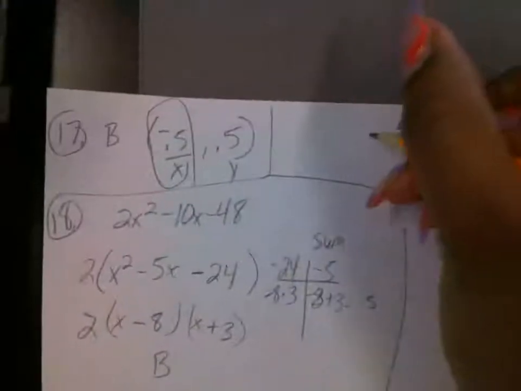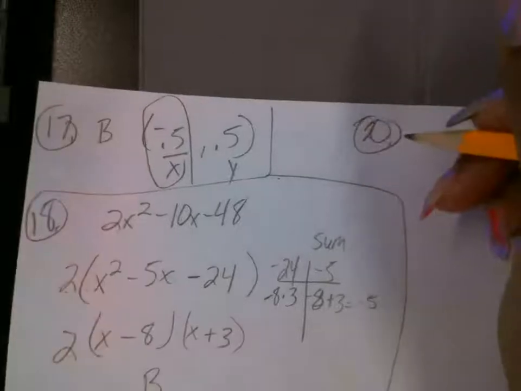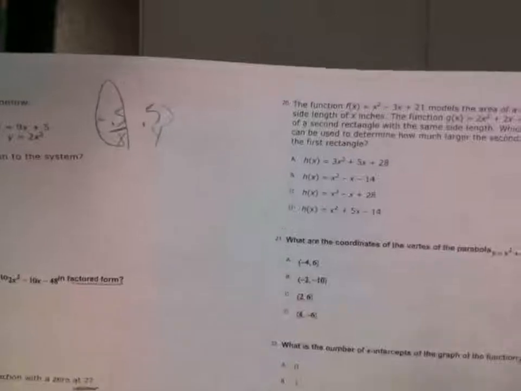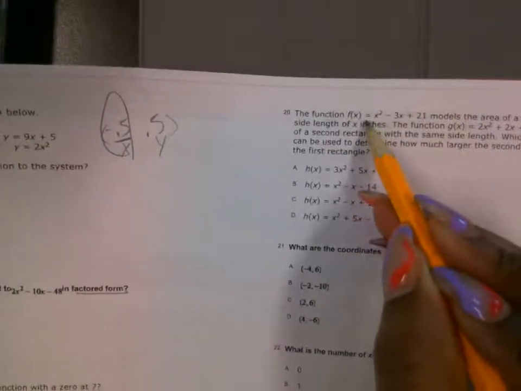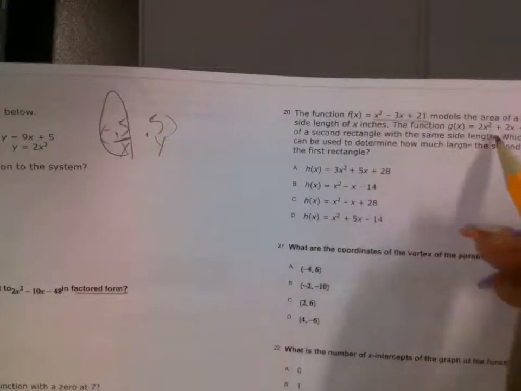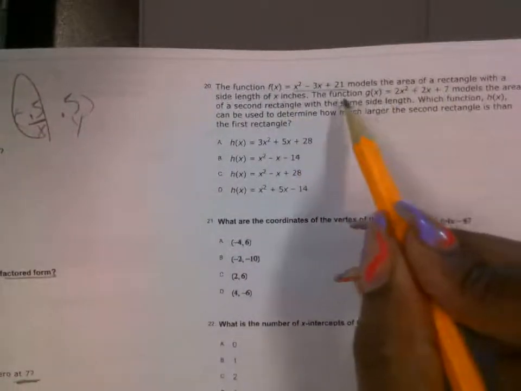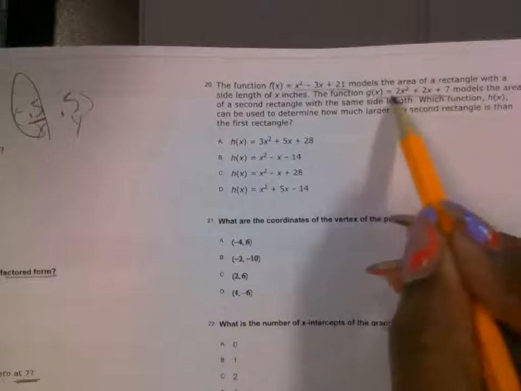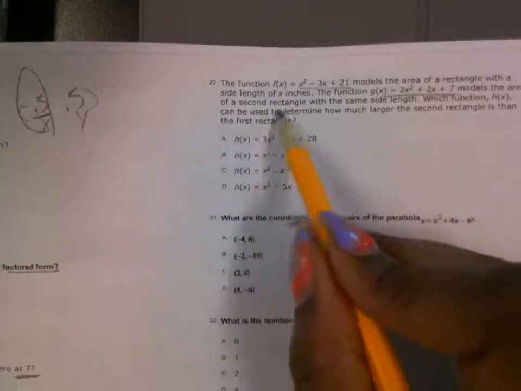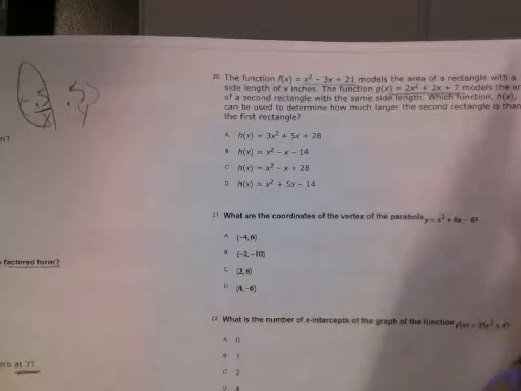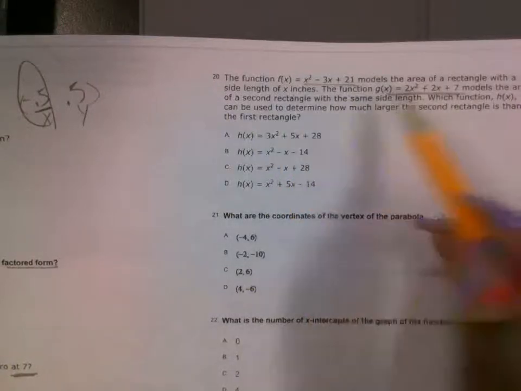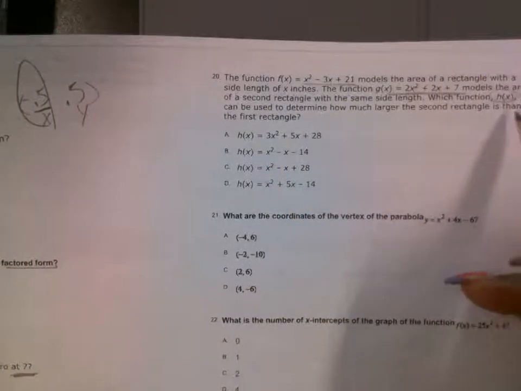I'm going to do 20 up here so I have some space, okay? All right. So number 20 says the function f of x, and this is the equation here, models the area of the rectangle with the length of the sides in inches. The function, this is the second function, models the area of the second rectangle with the same side lengths. Which function, and they're naming that new function h of x.